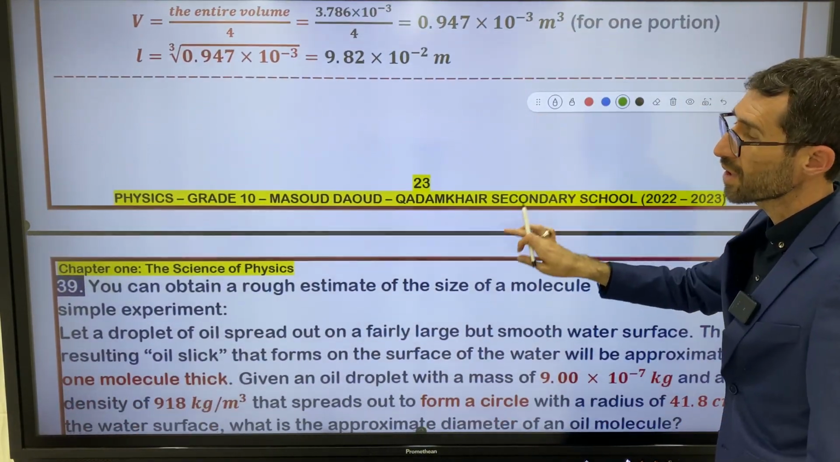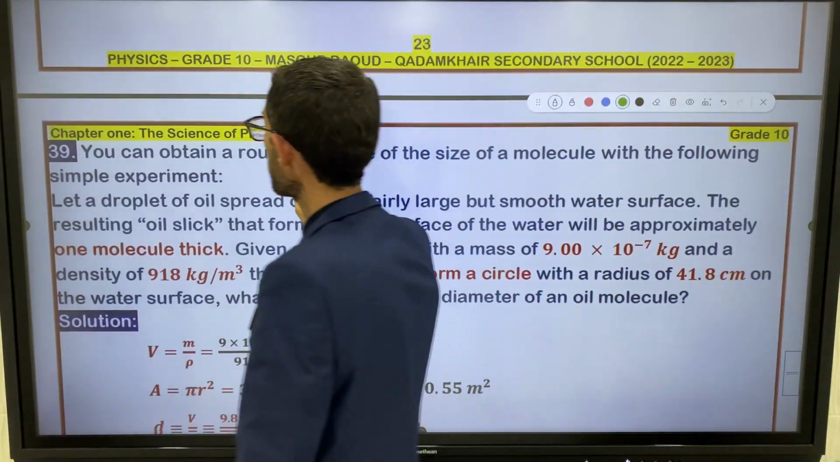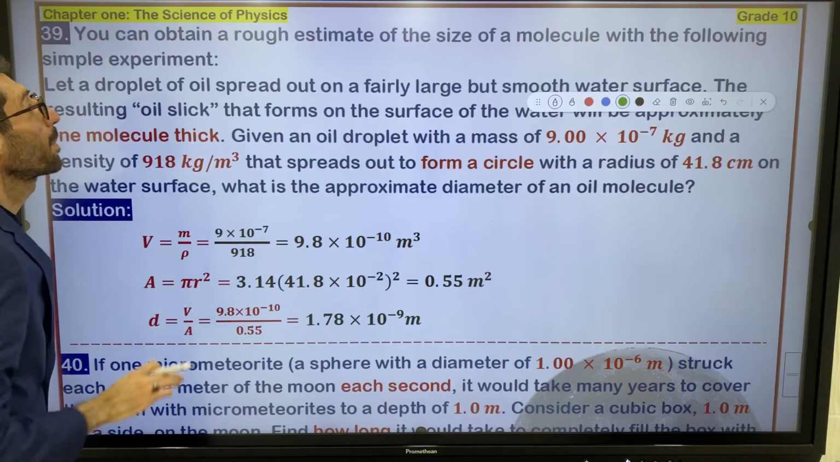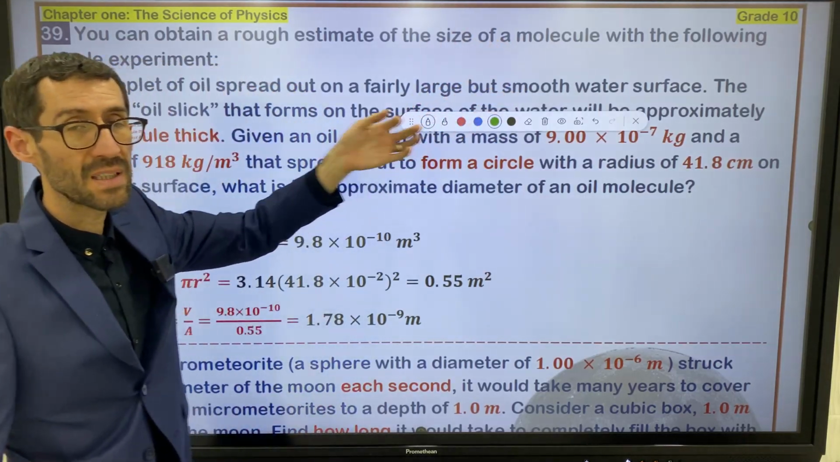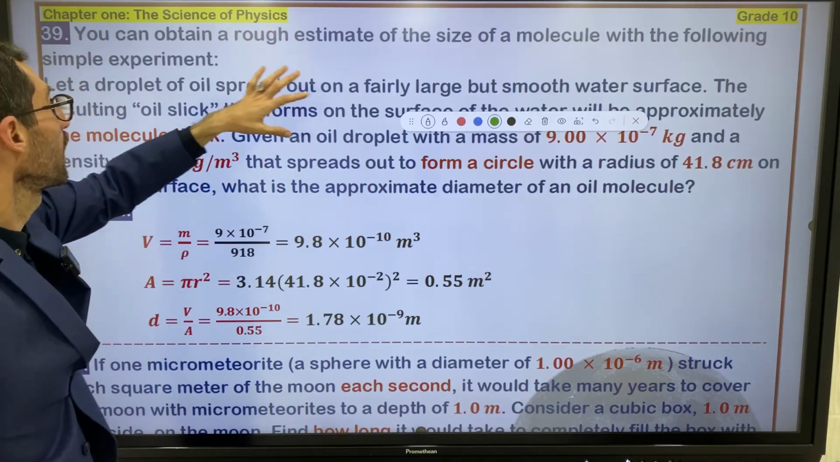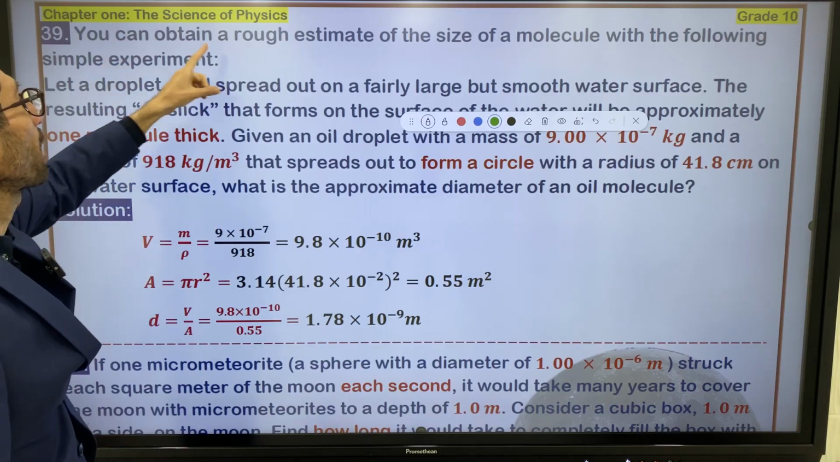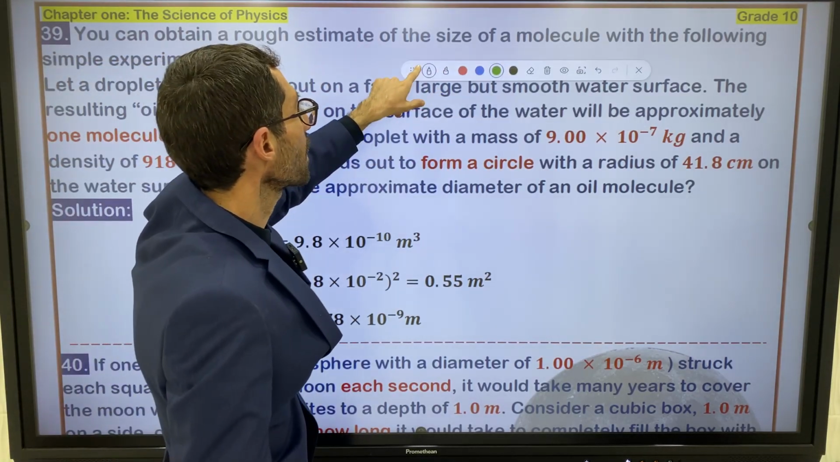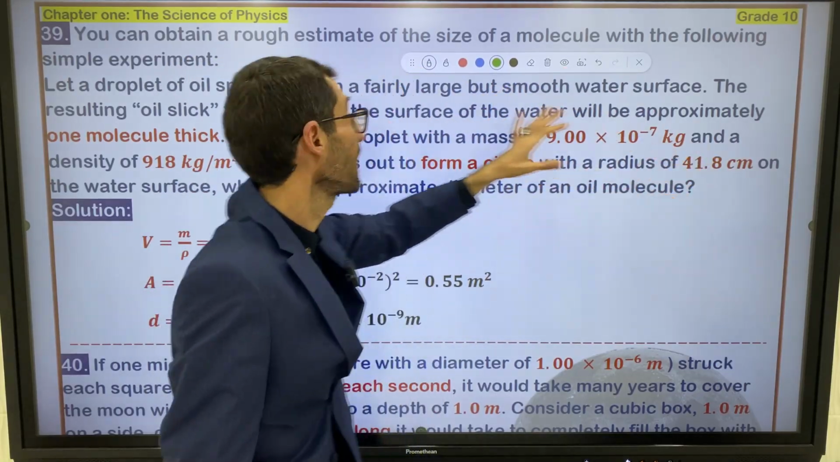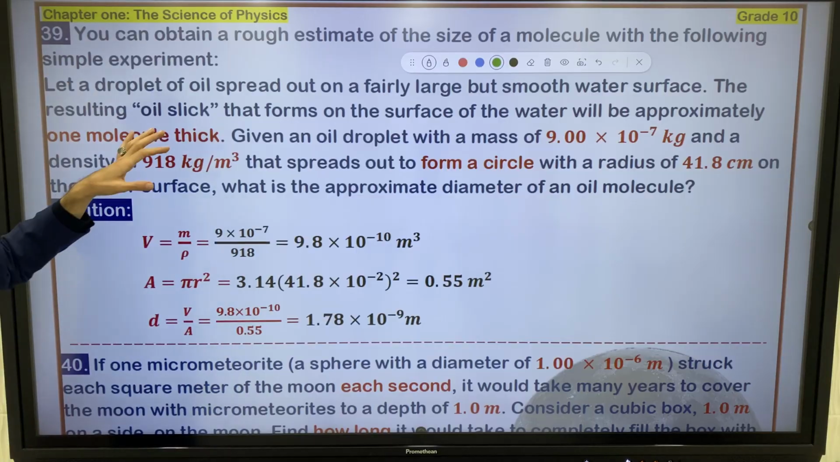Let's move on to another question, question 39. You can obtain a rough estimate. Rough estimate means approximately you find the answer. It's not accurate. It's not very precise. You can obtain a rough estimate of the size of a molecule with the following simple experiment.